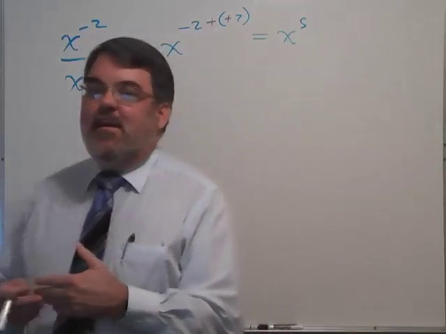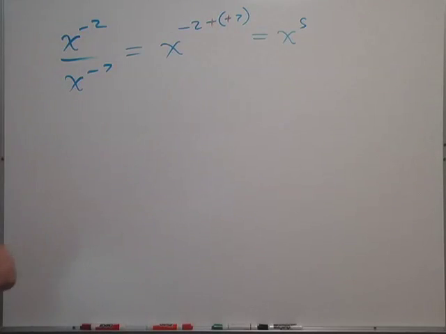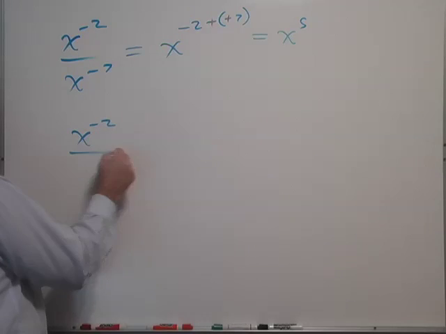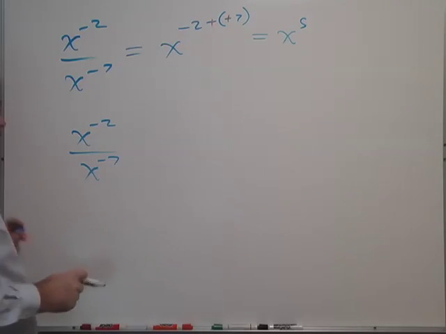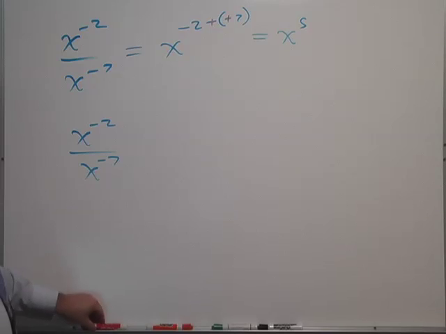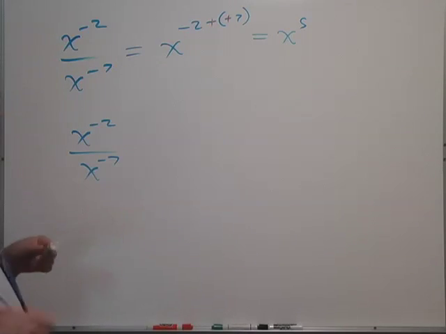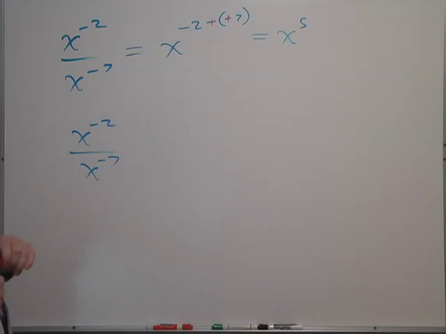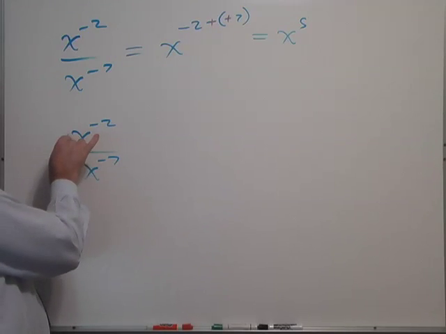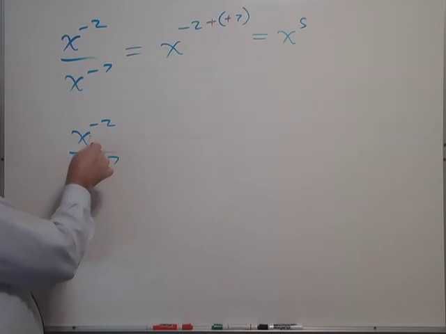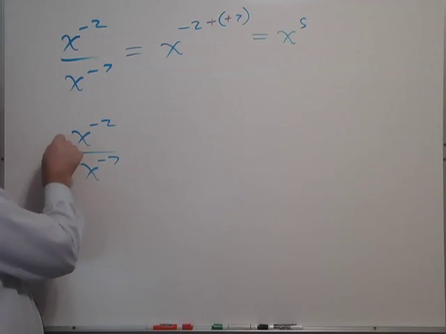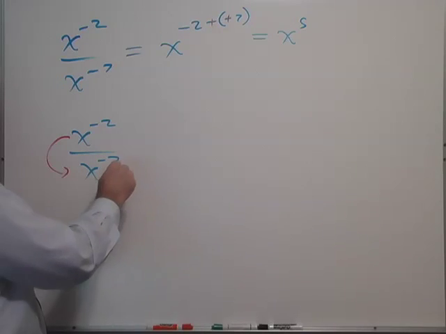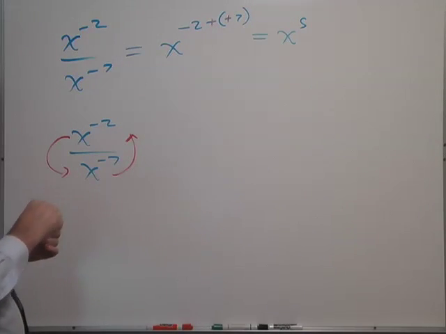So here's an alternative approach to thinking of this. I'll rewrite the problem down here. X to the minus 2 divided by x to the minus 7. We observed in the last video that when you change the sign of an exponent, it reverses the position in the fraction. So if I change this to a plus 2, I've got to bring that downstairs. If I change this to a plus 7, it has to come upstairs.